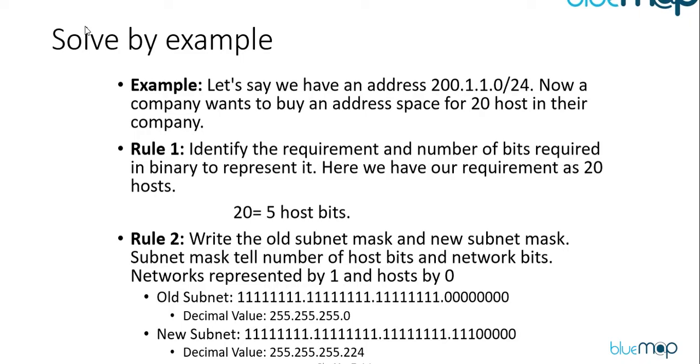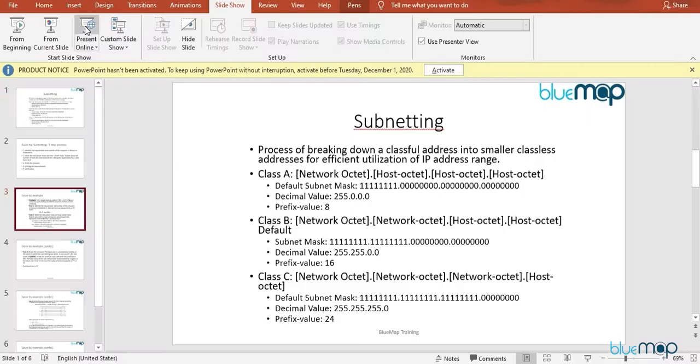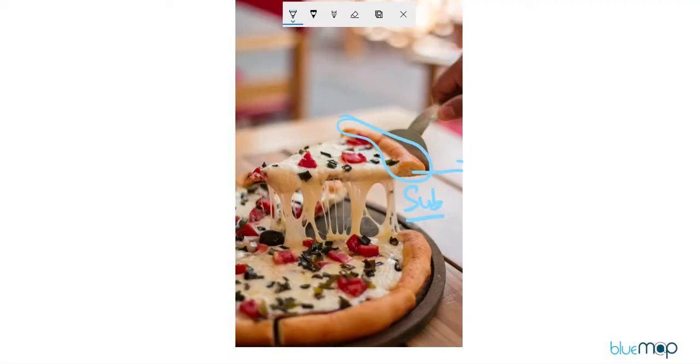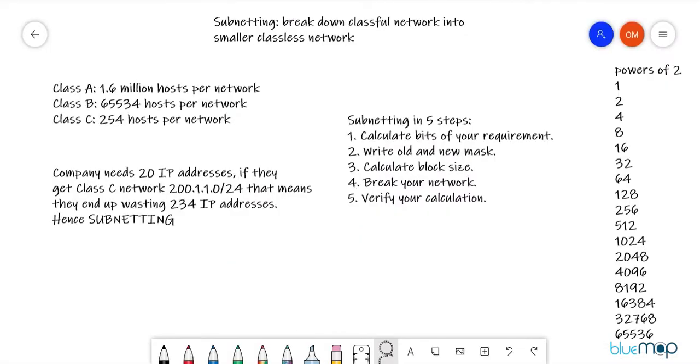Okay, so now the first rule says: identify the requirement and the number of bits required in binary to represent it. So we have the requirement as 20 hosts. Now 20 hosts, if I convert it into bits, turns out to be 5 bits. You can do that online using a calculator. If your mathematics skills are good, you can just do it on paper. But I'll give you a very, very simple trick on how to find out.